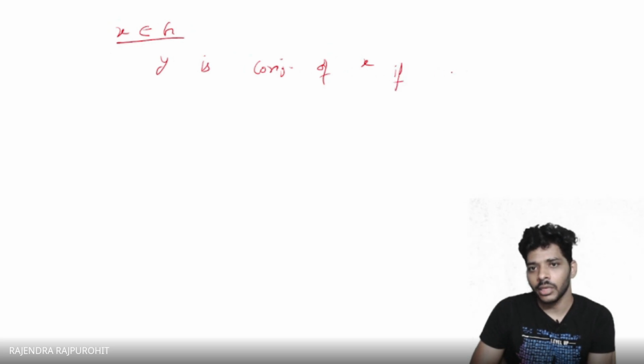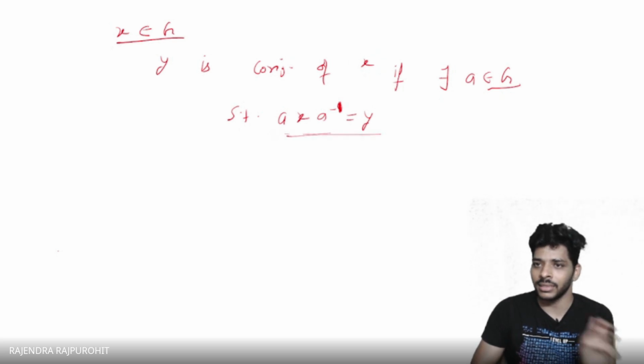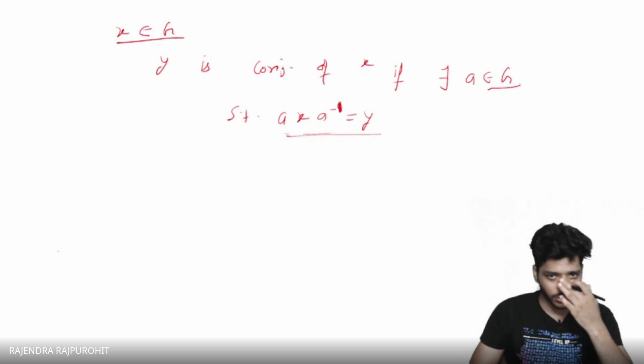If you can find an element, let's call it a, in your group G, such that a x a inverse is equal to y. I mean, you can find an element a such that when you compute a x a inverse, you get y. Then y is a conjugate of x and x is a conjugate of y.